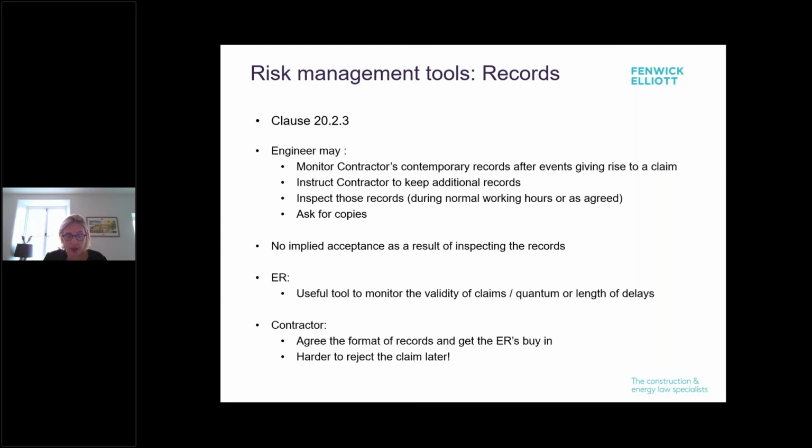Records. This applies where claims have been notified, so clause 20.2.3, but it's again for the engineer useful to think about, but also for the employer and the contractor. So the engineer may monitor the contractor's contemporary records after events giving rise to a claim, instruct the contractor to keep additional records, inspect those records, normally during working hours, and ask for copies. Now, there's no implied acceptance as a result of inspecting the records, but if you think about this from the employer's perspective, it's a useful tool to monitor how claims are going, or what the quantum or length of delays relating to those claims is.